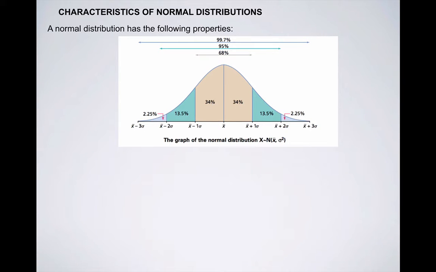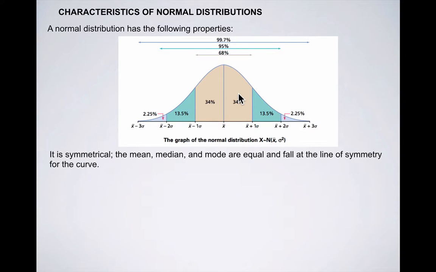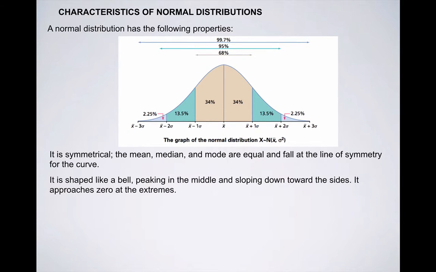So we want to review some of the characteristics of a normal distribution. The normal distribution has the following properties. First of all, it's symmetrical. The mean, median, and mode all fall at the line of symmetry for the curve. So here's our mean, median, and mode, which would be represented by x bar here. It is shaped like a bell, peaking in the middle and sloping down towards each side of the curve, and it approaches zero at the extremes.